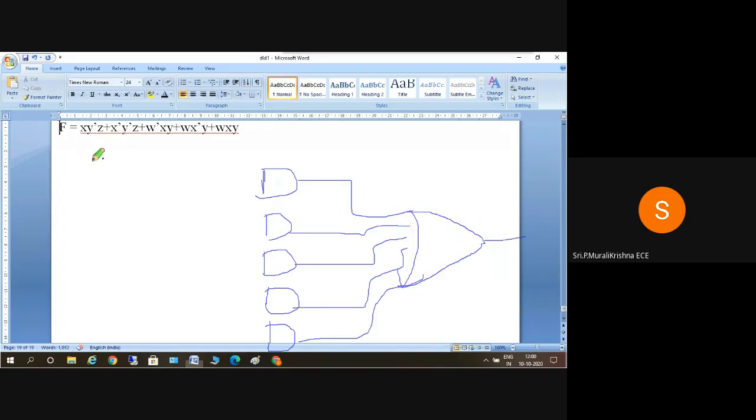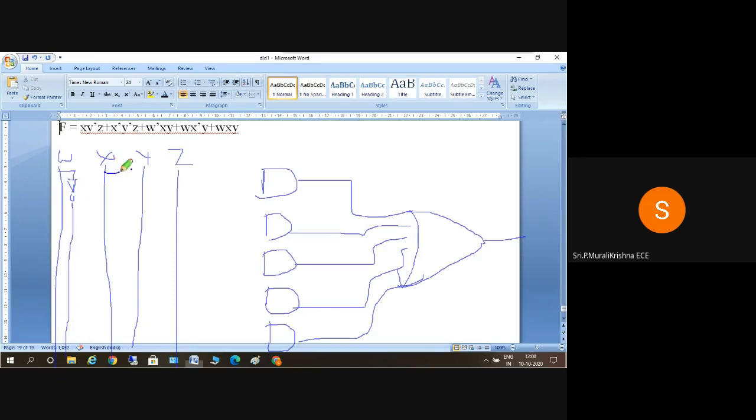Okay, so draw it neatly. And what are the inputs available here? So we'll be having W, X, Y, Z. So this is the standard method of drawing the logic there. So it's a simpler method. And this is W, W bar, X, X bar. So Y, Y bar, and Z, Z bar.